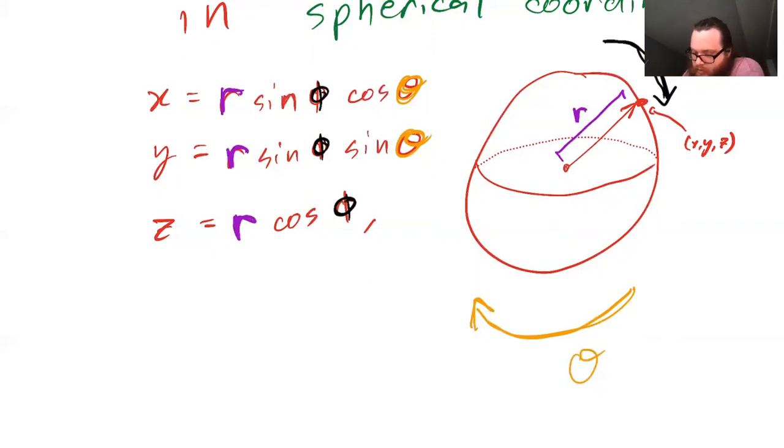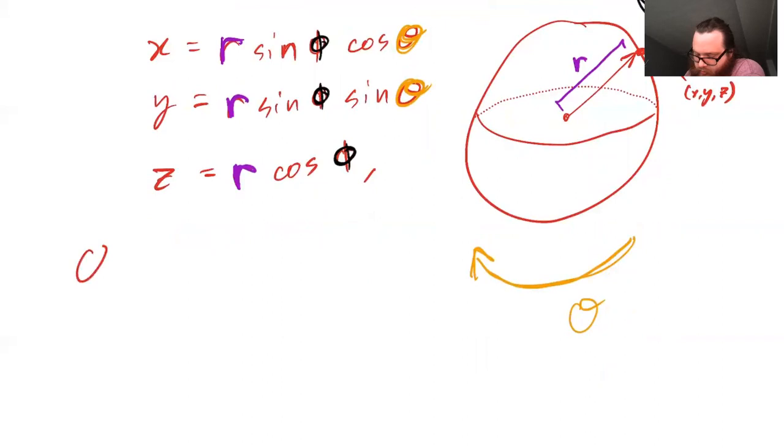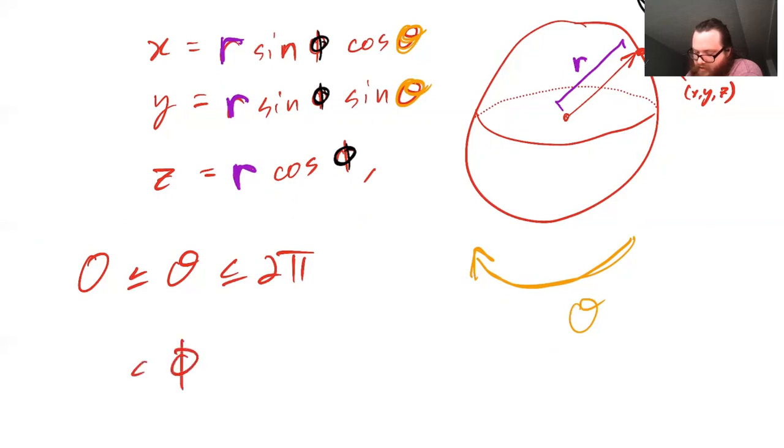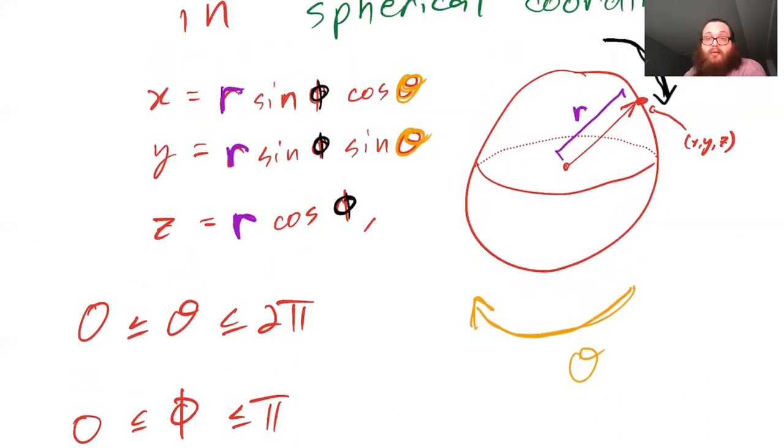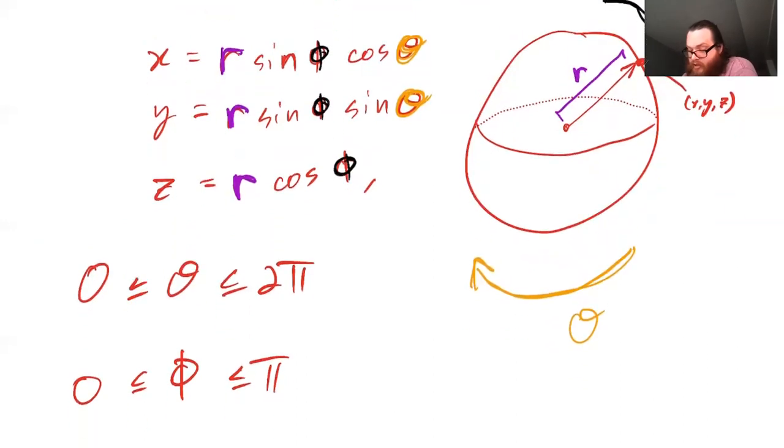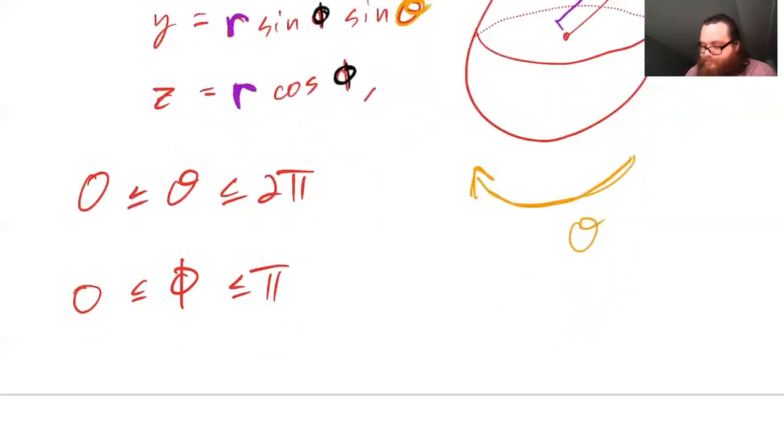So maybe written out, what values can these take? Theta is between 0 and 2 pi. Phi is between 0 and pi. It's just another coordinate system describing space. So this is a coordinate system.